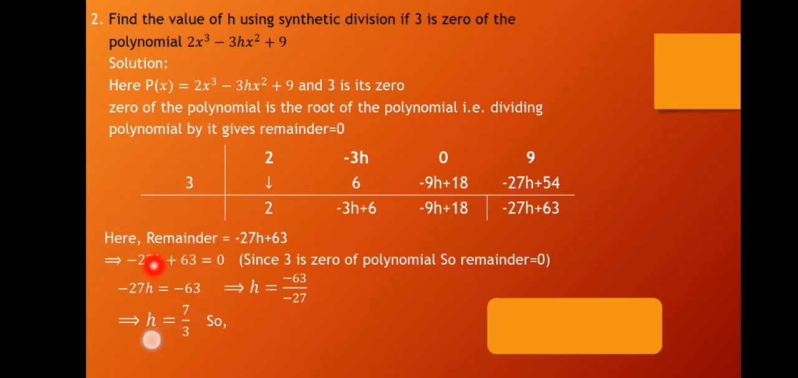So here minus 27h plus 63 is equal to 0. Since 3 is the 0 of the polynomial, we have written the remainder as equal to 0. So whatever the value of the remainder, it will be written as equal to 0. While shifting 63 to the other side, we get minus 27h is equal to minus 63 and h is equal to minus 63 divided by minus 27. It will be equal to 7 by 3. So the value of h is 7 by 3.